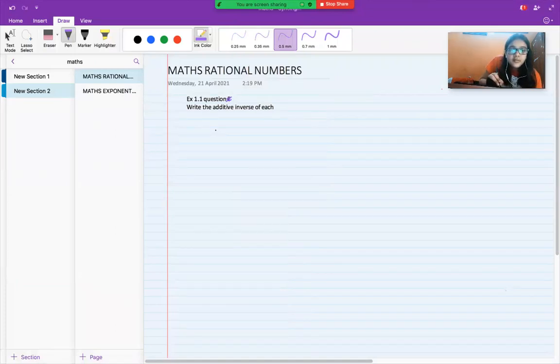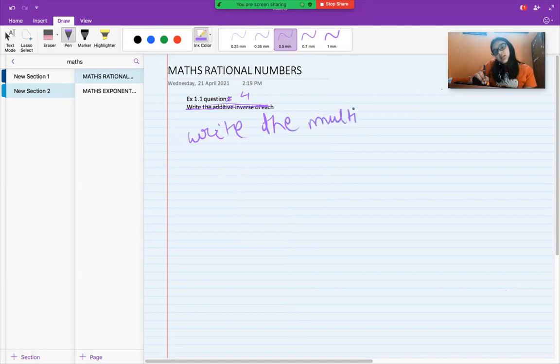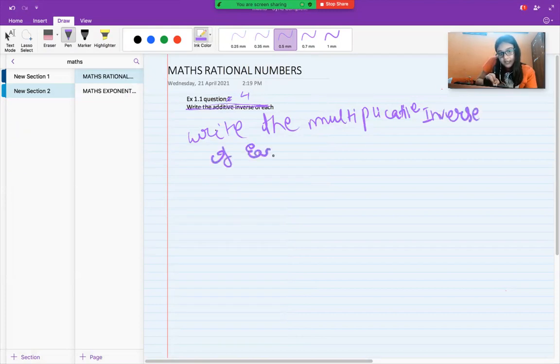So question number 4, and it says write the multiplicative inverse of each.